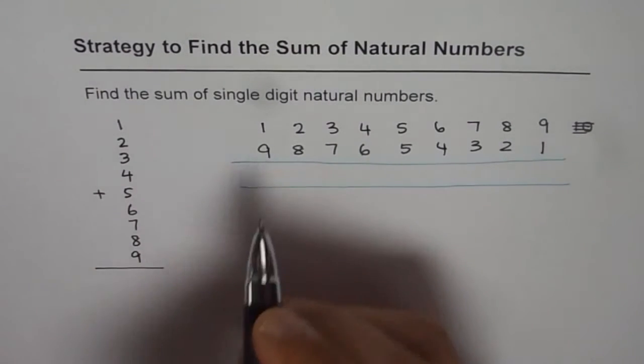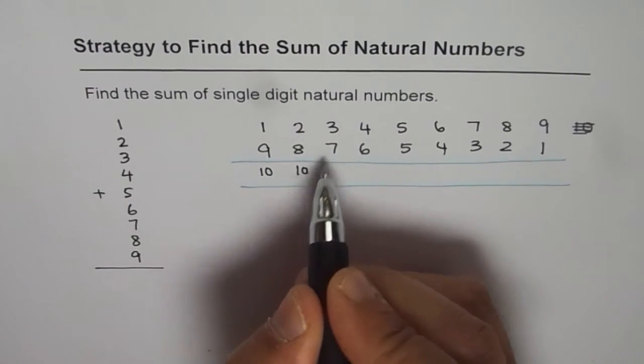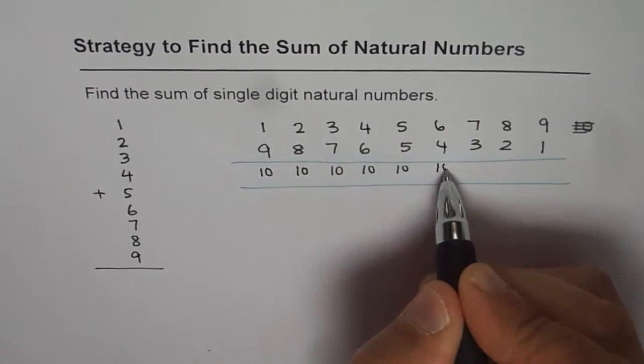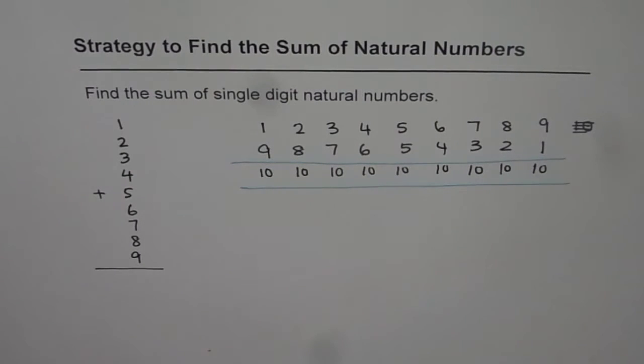Now when I add 1 and 9, I get number 10. When I add 2 and 8, I get number 10. 3 and 7, 10. 6 and 4, 10. 5 and 5, 10. 6, 4, 10. 7, 3, 10. 8, 2, 10. 9, 1 is also 10. Well, that's great. Now, that's simple, right?